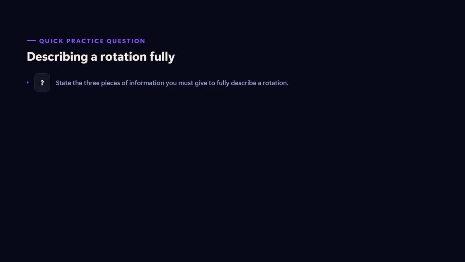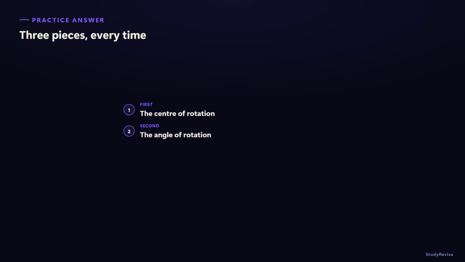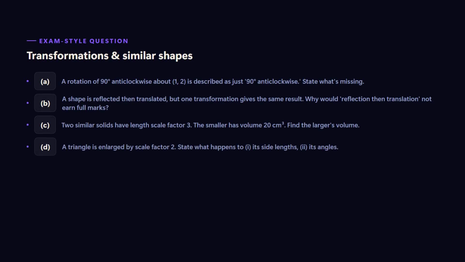Quick practice first. State the 3 pieces of information you must give to fully describe a rotation: the center of rotation, the angle of rotation, and the direction, clockwise or anti-clockwise. Now, a full exam-style question, tying together everything in this lesson. Part A, a rotation of 90 degrees anti-clockwise about the point 1, 2 is applied to a shape. A student describes this transformation as simply 90 degrees anti-clockwise. State what's missing from their description.